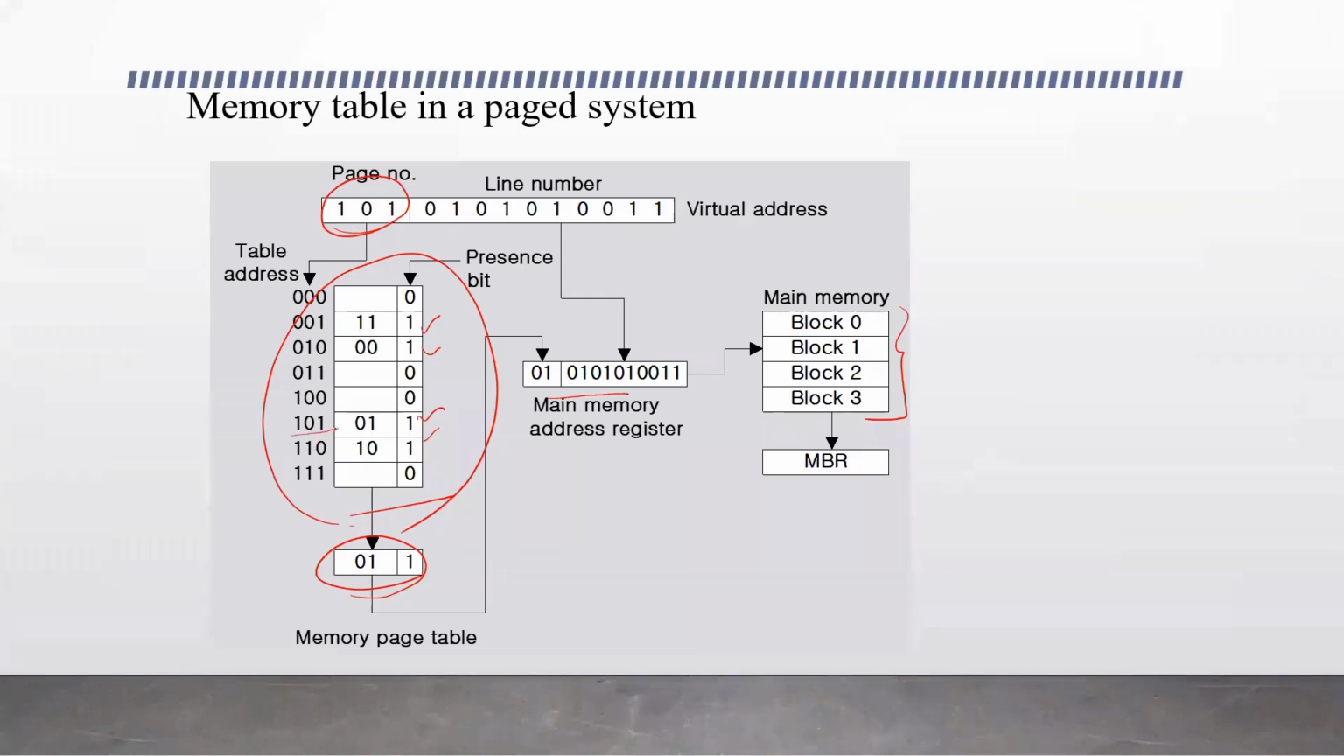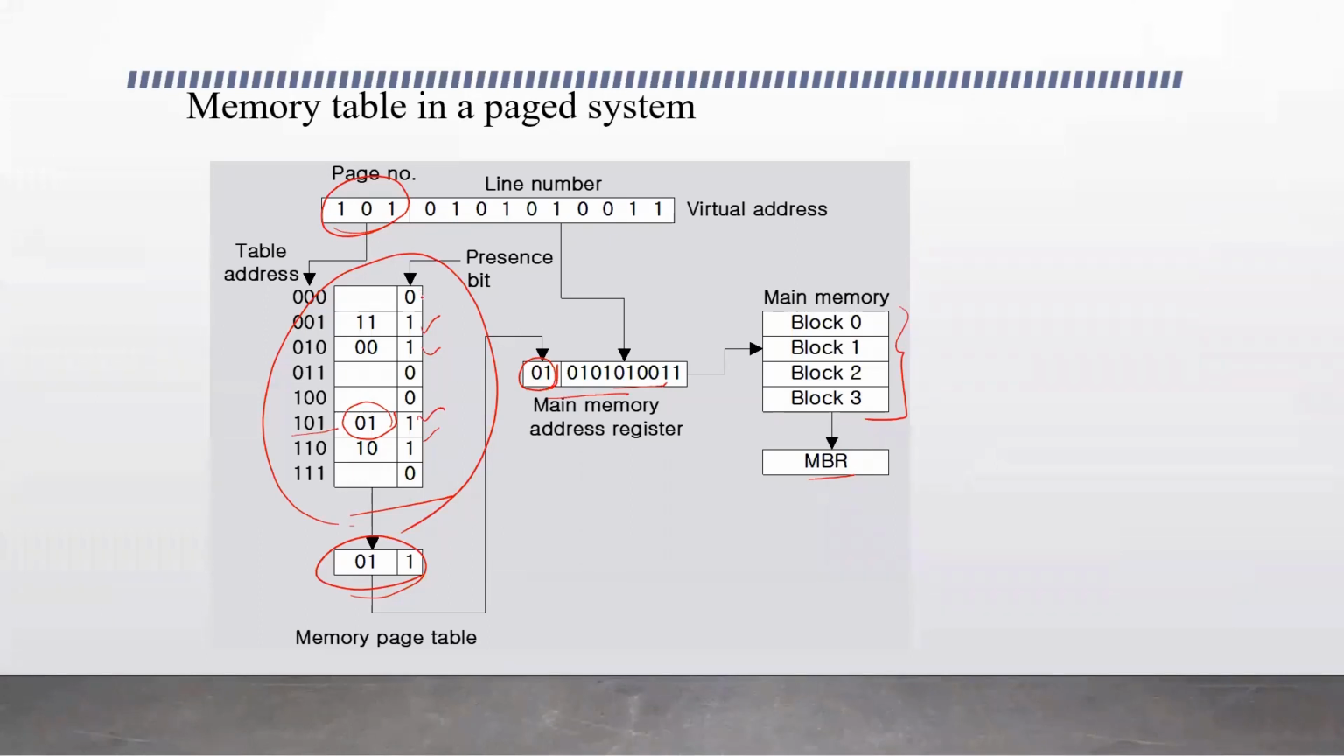So when a page is identified, the page table or mapping table gives the corresponding block number. That is used to generate the physical address. That block number, given by the mapping table, is used to refer to the particular block in main memory. So the block number with the line number gives the address of the word in main memory. That is accessed and stored in the memory buffer register and later transferred to the CPU for processing.